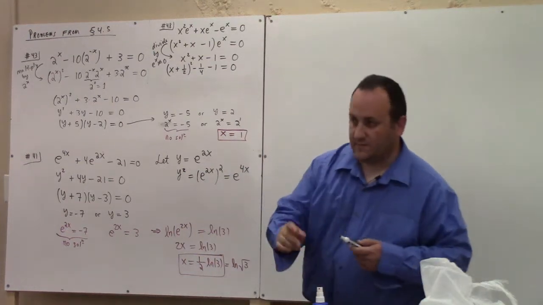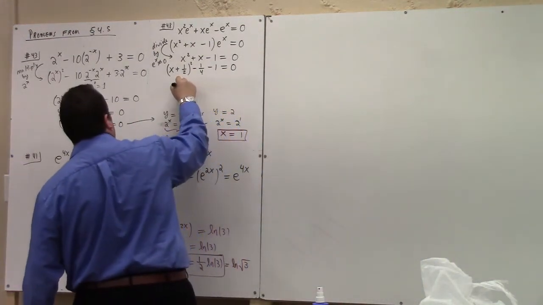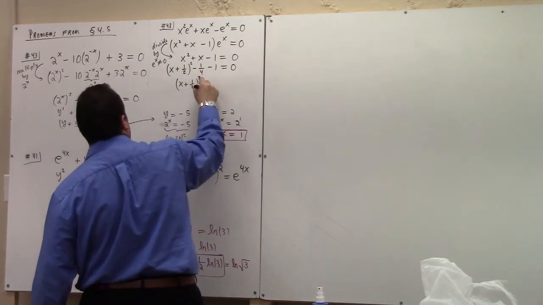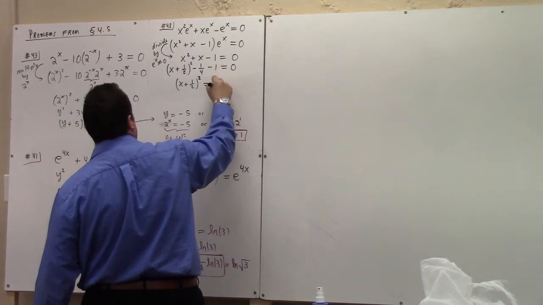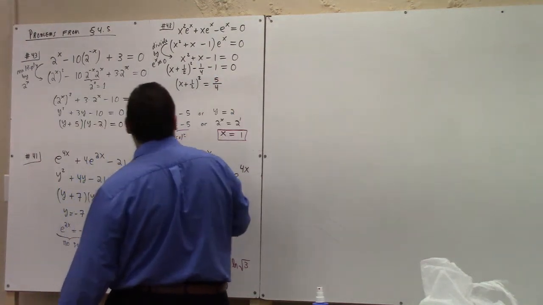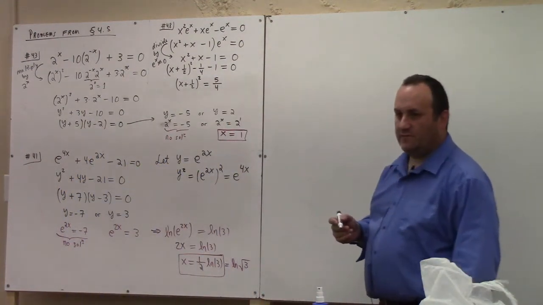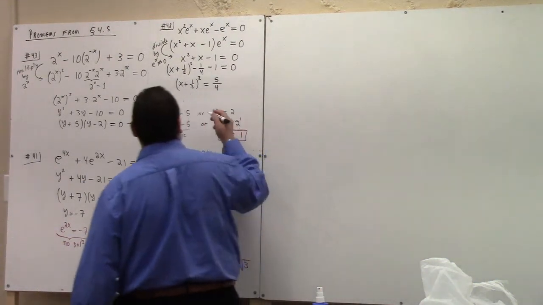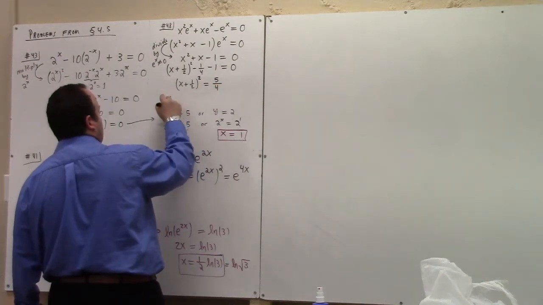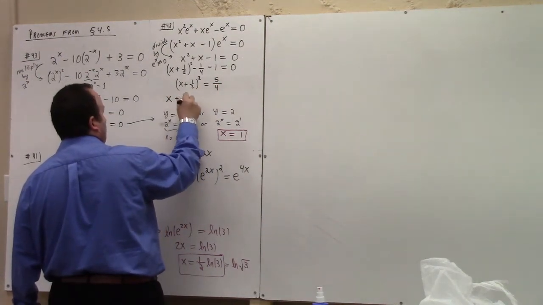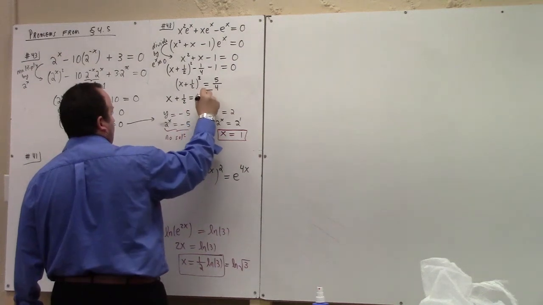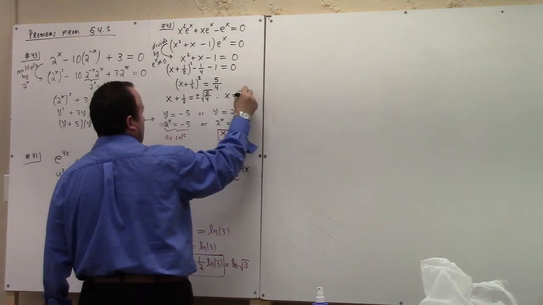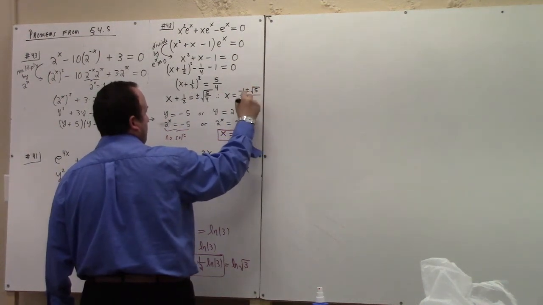That gives me x plus 1/2 squared equals 5/4, right? Because 1 is 4/4, and 4 plus 1 is 5, and bring it to the other side gives me positive. Then I take the square root of both sides, and I get x plus 1/2 is equal to plus or minus the square root of 5/4. So therefore, x is equal to minus 1 plus or minus root 5 over 2.